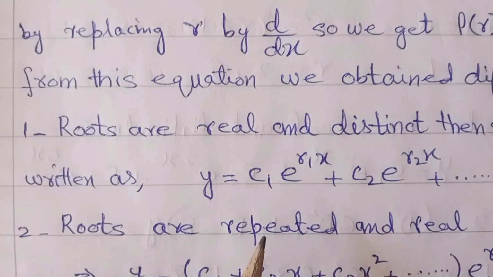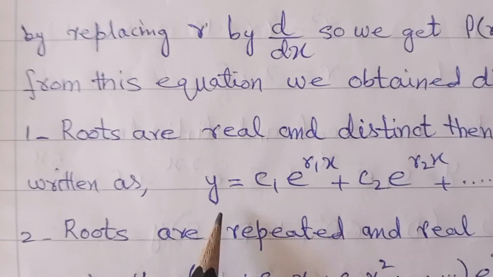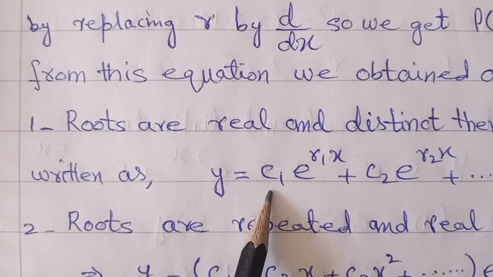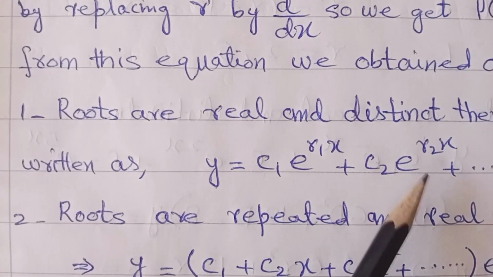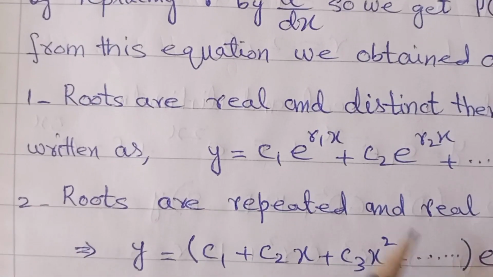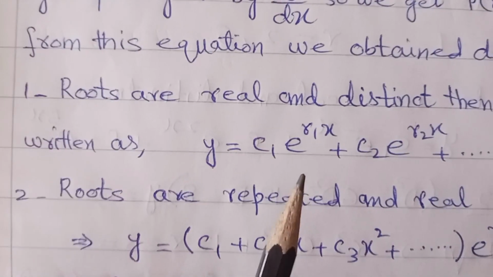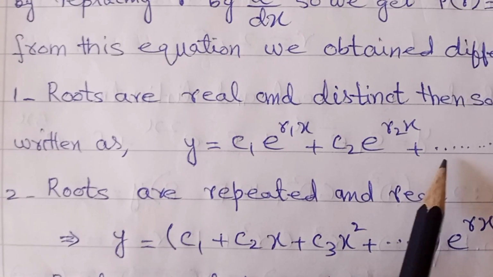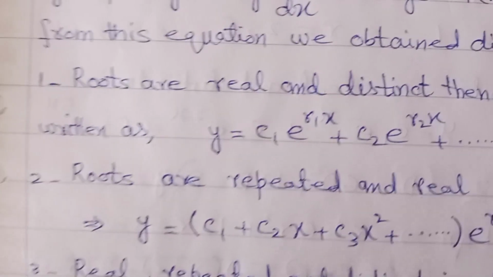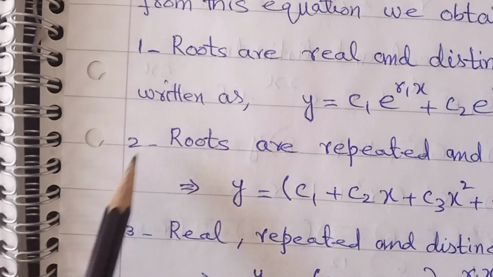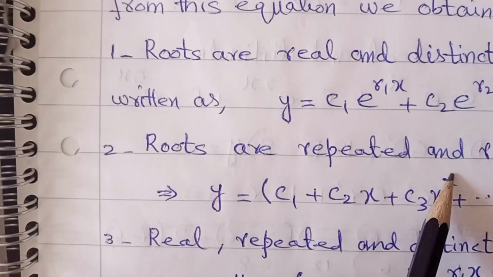So if the roots are real and distinct, then the solution can be written as y is equal to c1 exponential r1x plus c2 exponential r2x in case of two roots. If there are three roots, one more term will be added, that would be c3 exponential r3x. The second case is when the roots are real and repeated.